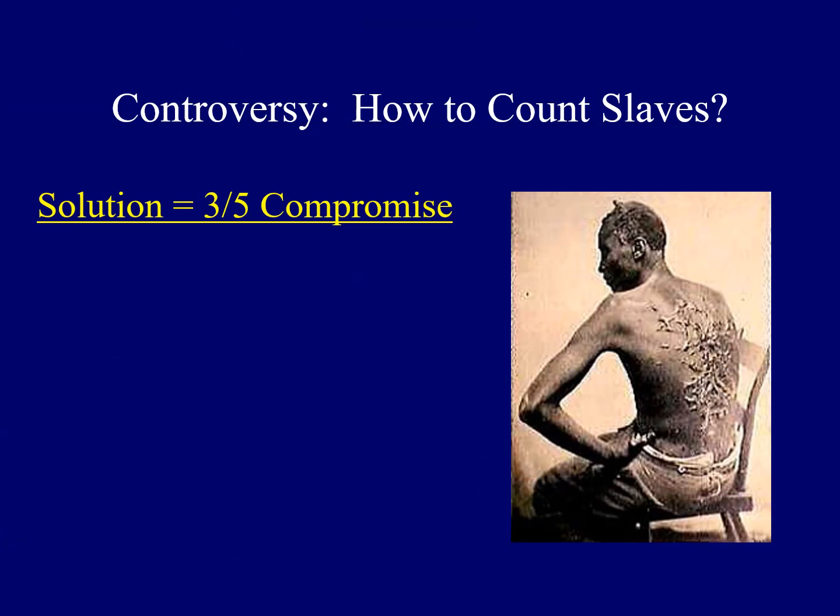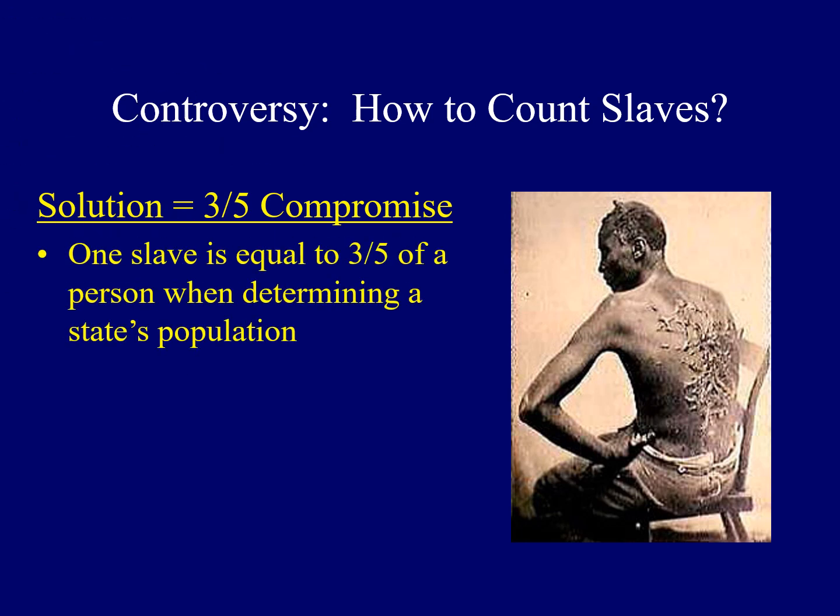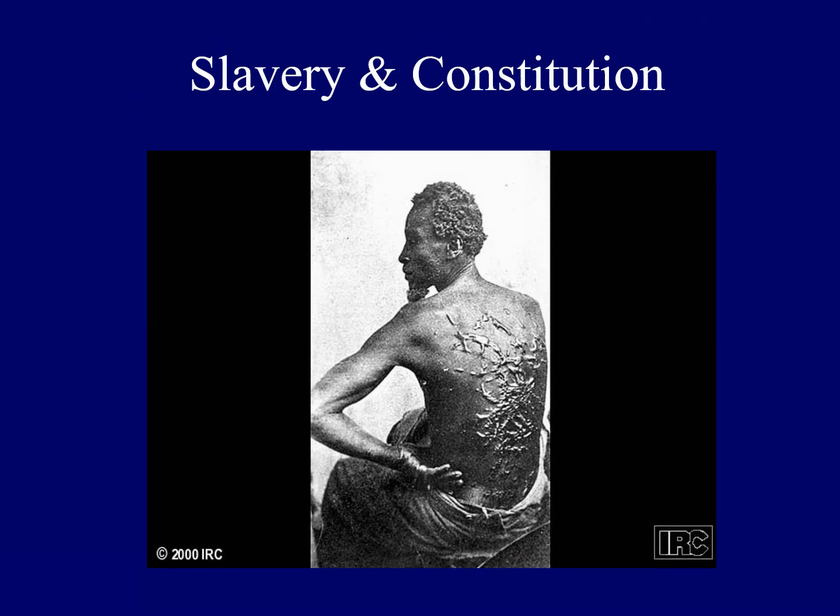The issue of slavery, too, was resolved by compromise. 55 of the so-called greatest minds in American history decided that when determining a state's population, one slave was equal to 3/5 of a person. Yeah, so-called greatest minds in American history.